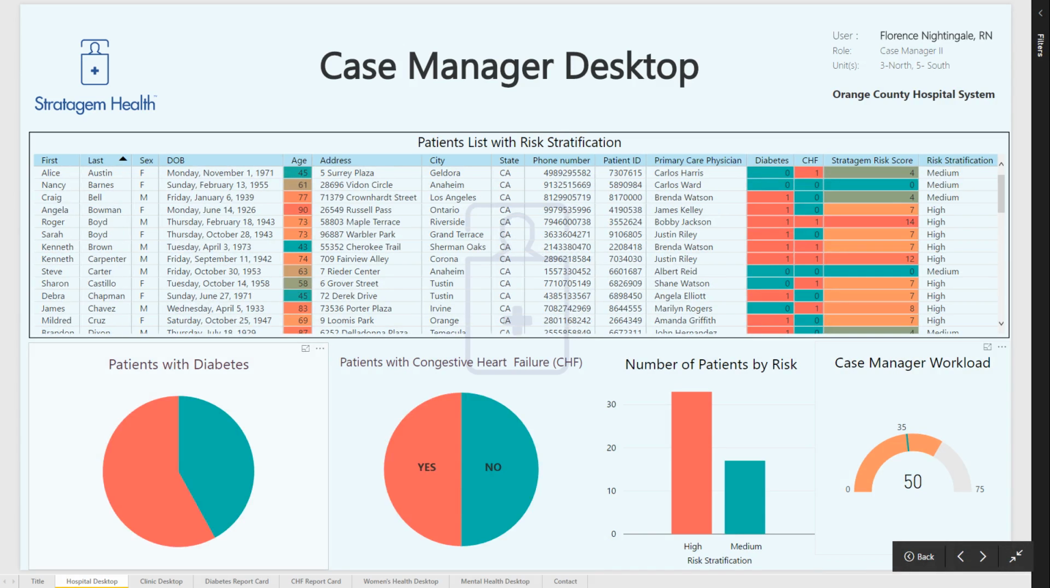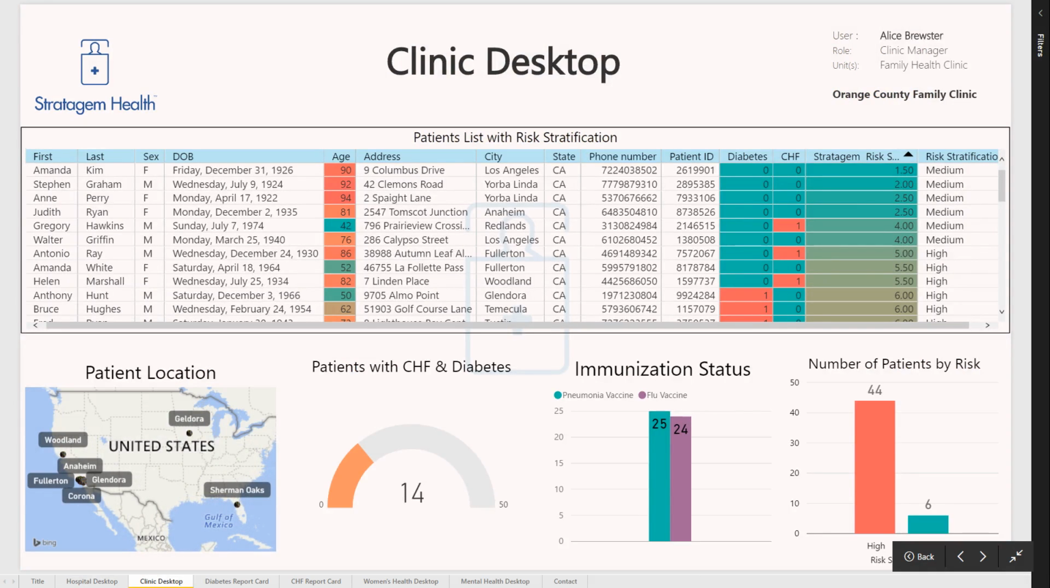For example, if the goal for this case manager was to maintain about 35 patients on average with a total of possibly 75 patients, you can see that she's already hit that 35 and is actually a little bit over her workload, meaning that she may need some help. So this desktop not only focuses on patients, it also focuses on the productivity and the workload of case managers. Let's move on to a clinic setting.